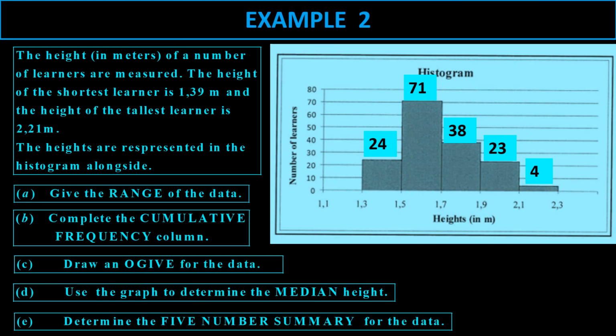Let's look at the second example. In this example here, we've got the height of learners measured, and this is measured in meters. And we've got the shortest learner is 1,39 meters, and the tallest one is 2,2, quite tall. And then we've got the heights represented in a histogram. So we give you the details in a histogram there. Now we want the range of the data, then the cumulative frequency column. We have to draw an OGIVE, we have to calculate the median, and we also want to get the 5-number summary. So let's see what we can get here.